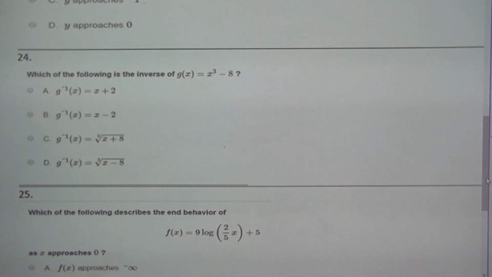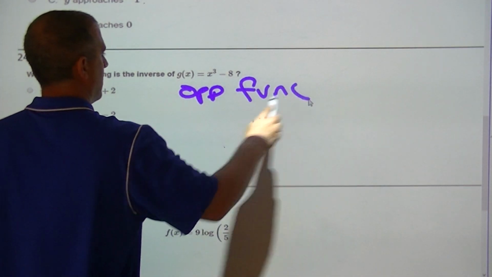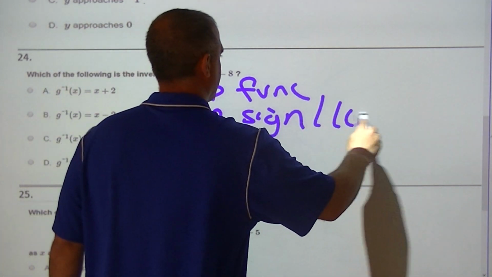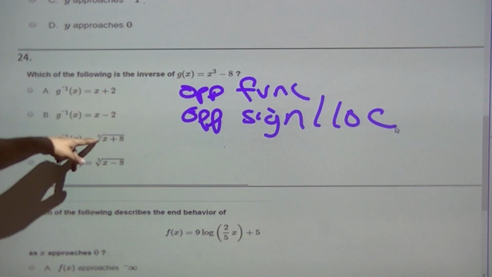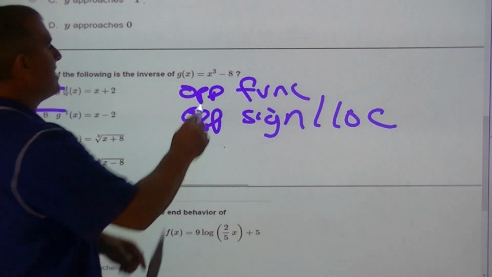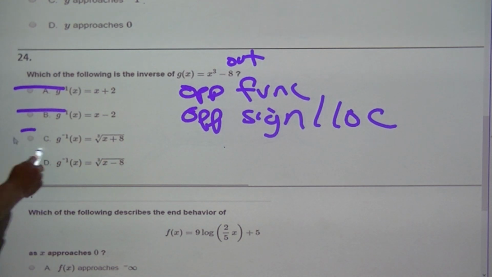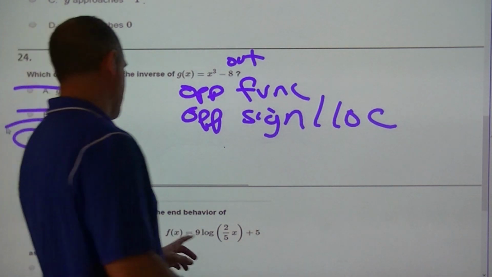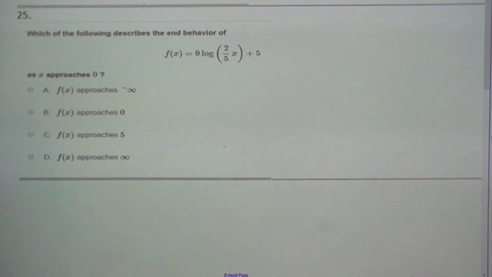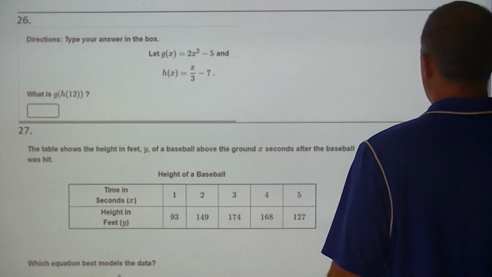All right, inverse. What you want is opposite function, opposite sign, slash locations. So x cubed will be cube root. So I know those two are gone. Okay, that's minus 8 outside, so that's going to become plus 8 on the inside. So that's your answer for there. Okay, this is another one I'm going to draw out in a little bit. I'm going to skip that one for right now.